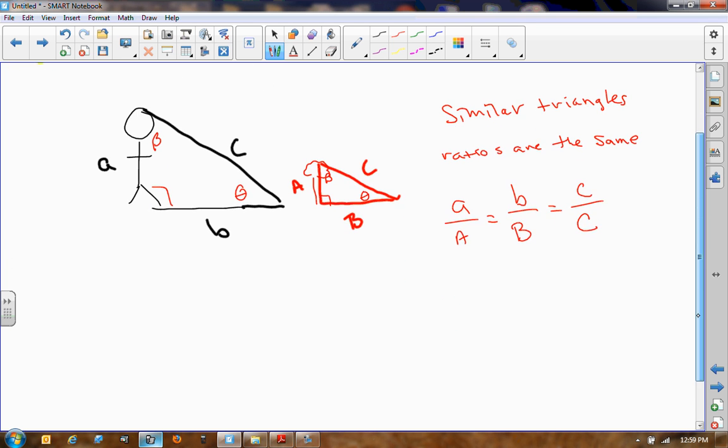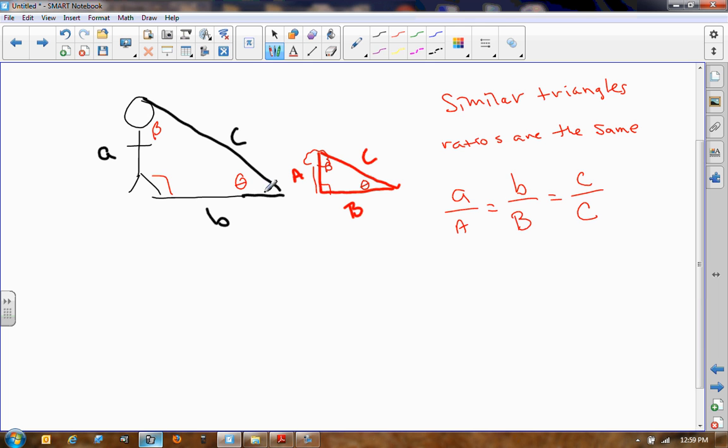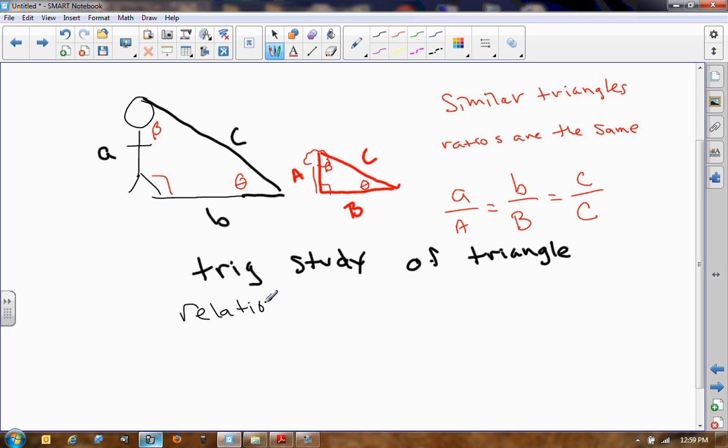So another smart mathematician decided, hey, you know what? Those angles are the same and the ratios are the same. I can make a generalization. Trig is the study of triangle relationships. Notice that if this angle is 30 degrees, these ratios are always the same number. So whatever these numbers are, this ratio is always the same.